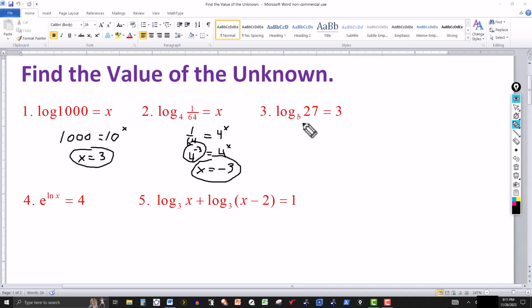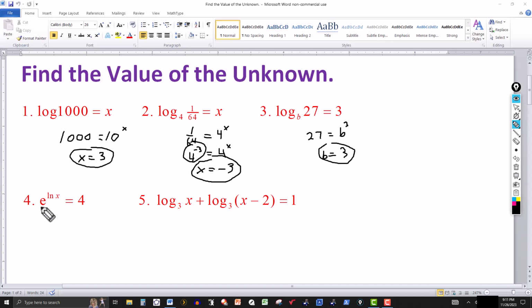Number 3, again, definition of log. 27 has to equal the base taken to the value on the right, which is 3. So what number to the third power gives me 27? B equals 3.